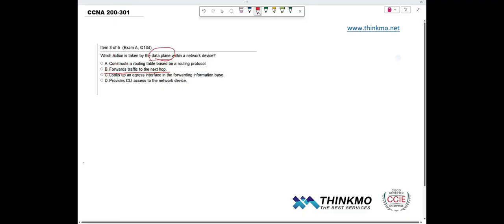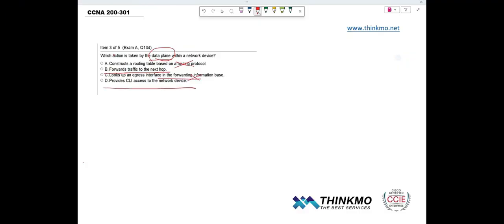As for option A, which talks about constructing a routing table, that's indeed incorrect. Then finding the outgoing interface in the forwarding database. This is called recursion to the outgoing interface, which is also wrong. Then providing this command line type of this kind of control, access control, that's also wrong. So the correct answer is very straightforward. It's B.